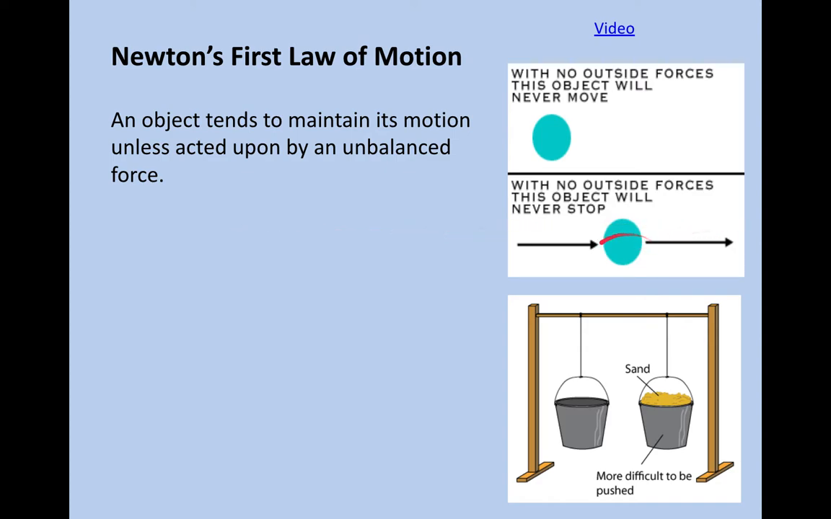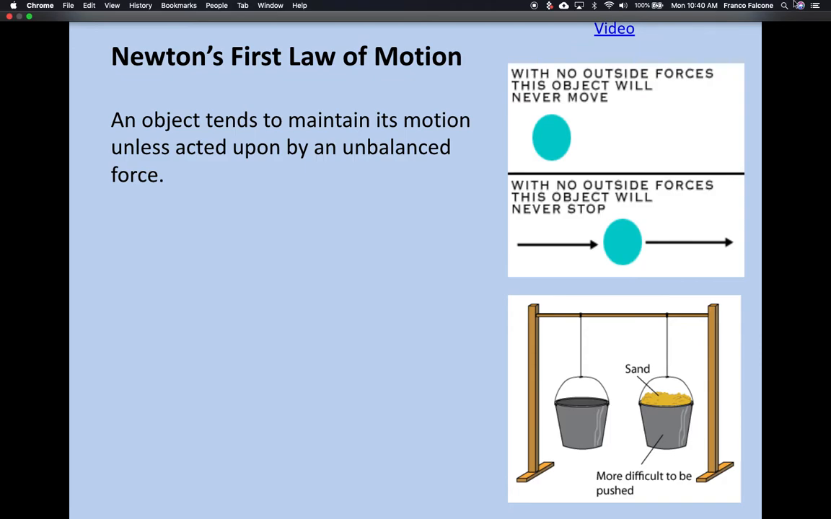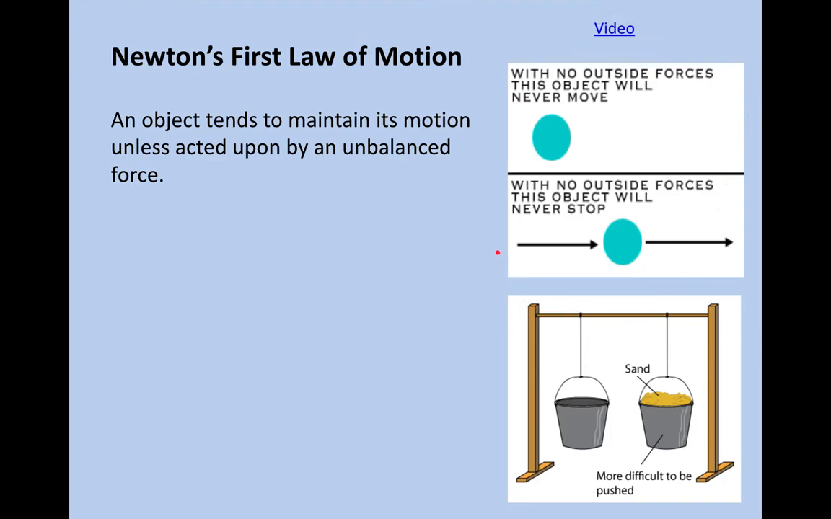This object is in motion and it will stay in motion unless an unbalanced force, meaning a force that acts upon it, which is different from the forces that were acting upon it originally. If an unbalanced force acts upon it, for example pushing this object, it will change its direction and its acceleration and therefore its speed. Or an object at rest tends to stay at rest unless acted upon by another unbalanced force.